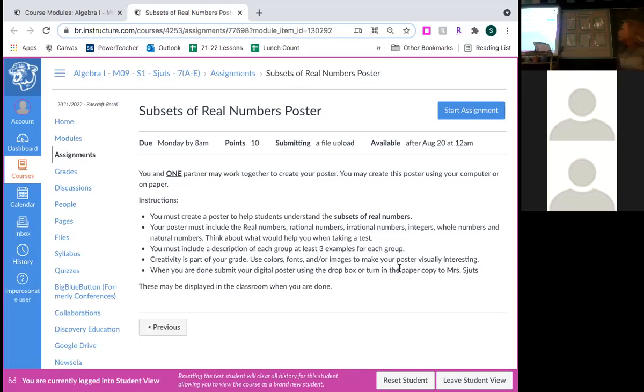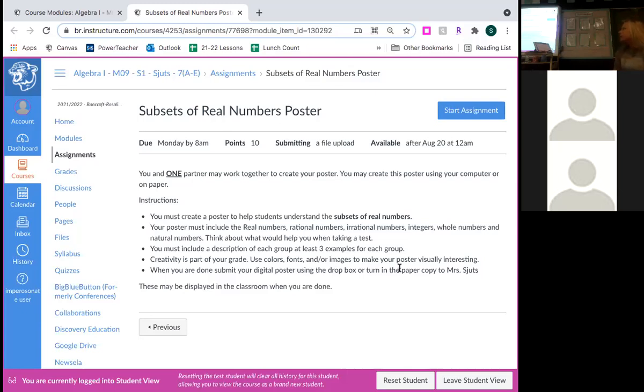Your poster must include real, rational, irrational, integers, whole numbers, and natural numbers. If we talked about them yesterday and it's highlighted in pink, that needs to be on your poster, okay? Think about what would help you when you are taking a test. This poster should be easy to read and easy to understand. If you were taking a test and you looked at that poster, you should be able to get a 100 on it, okay? You must include a description. You don't have to write word for word exactly the definition that we put in our notebooks. You can write it in your own words if you want, okay?